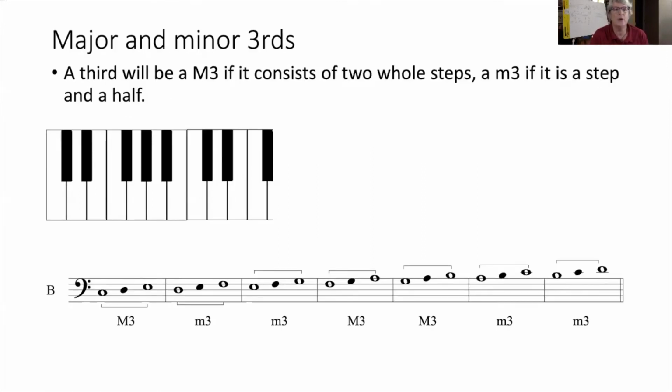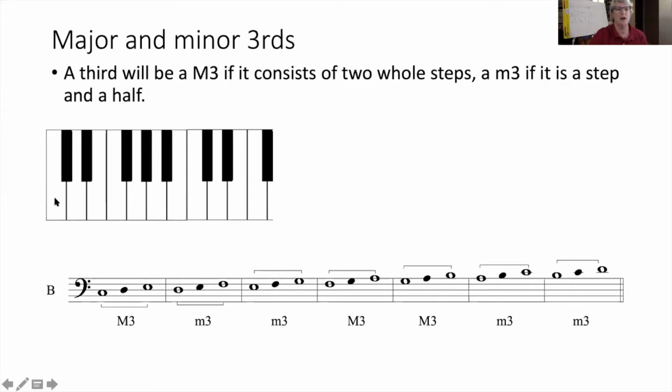Thirds are also either major or minor. A third will be a major third if it consists of 2 whole steps, and it will be a minor third if it is a step and a half. We can see that there are 3 places where we can move from a natural note up to the next natural note and then the second natural note after that, going 2 whole steps in a row.